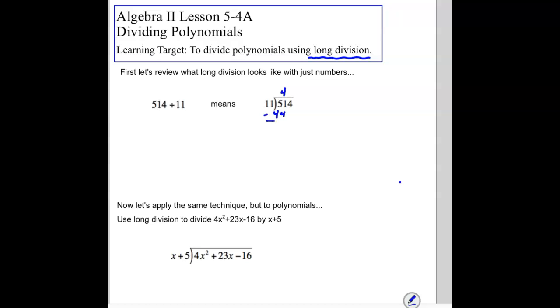We then subtract, so 51 minus 44 would be 7, and we bring down the 4. And then we just keep repeating the process. Does 11 go into 74? Yes, it would go in 6 times. 6 times 11 would be 66. We subtract, and we have 8. Does 11 go into 8? No, it's too small, so that is our remainder. So we would put our answer down as 46 and 8/11. 8 is being divided by 11. It's just not big enough for it to be a whole number.